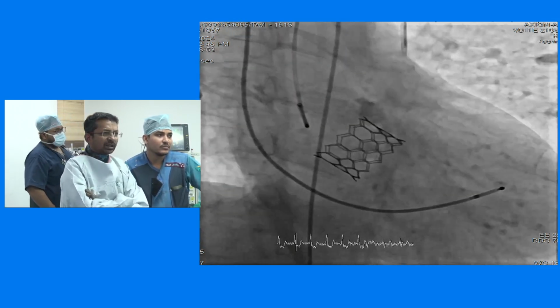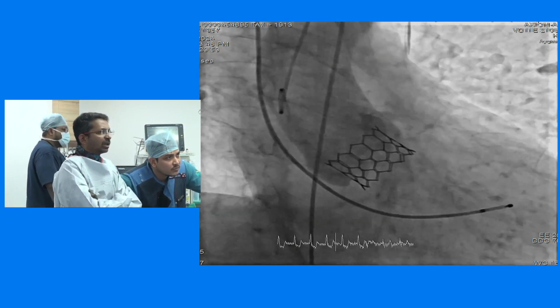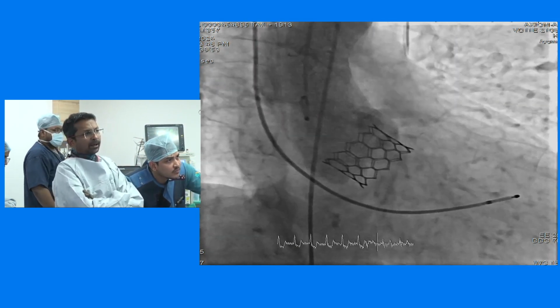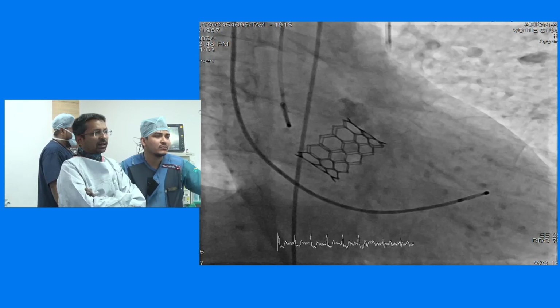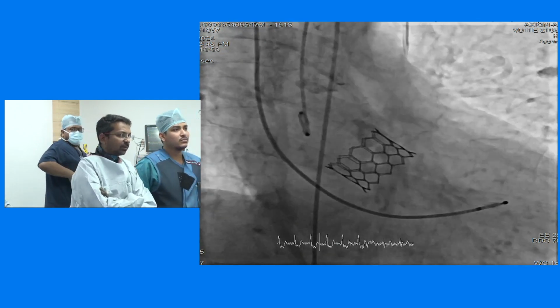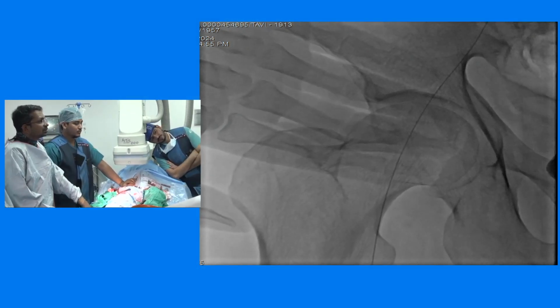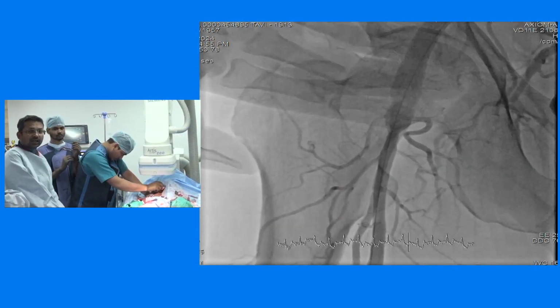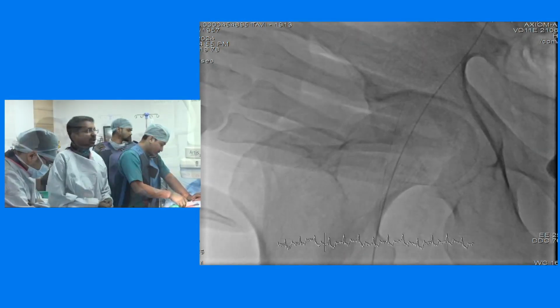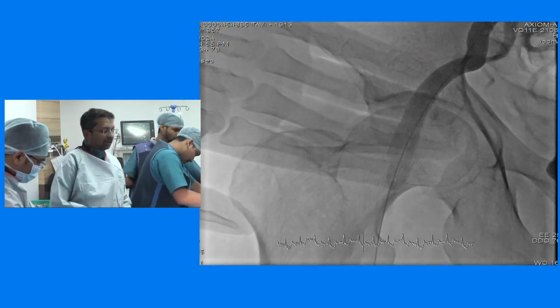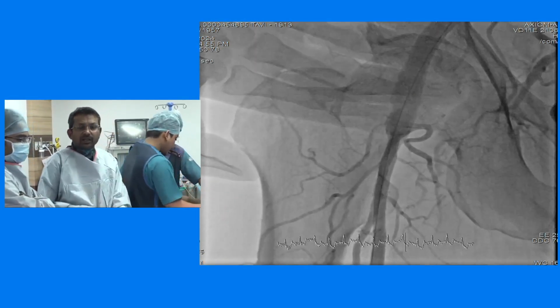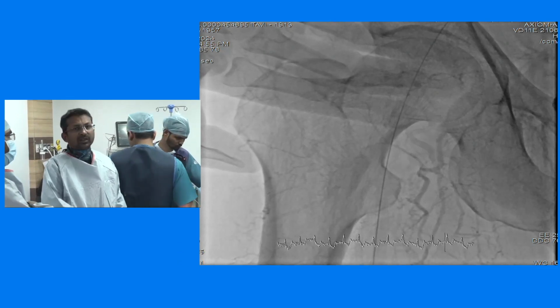So now we are going to give the heparin reversal, and we are taking this sheath out and deploying the ProGlide. Now we have deployed the ProGlide perfectly. So now this is all about the procedure. Peripherals are okay, and now we have successfully done the MyVal.